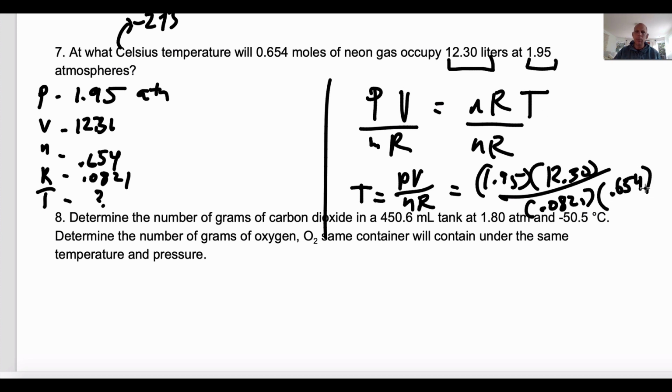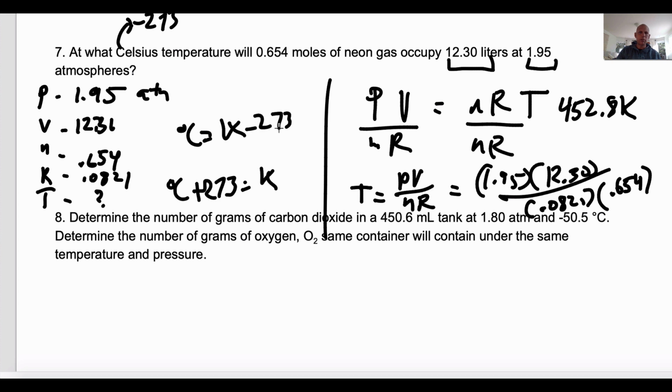Okay, so pause this. You're going to get 452.8. But remember, that's Kelvin. If degrees Celsius plus 273 equals Kelvin, that means degrees Celsius equals Kelvin minus 273. So that number minus 273 is about 180. So it's around 180 degrees Celsius.